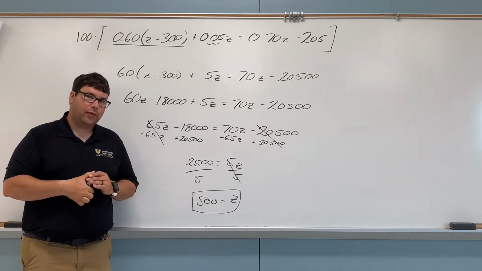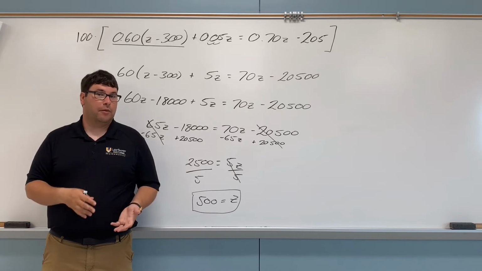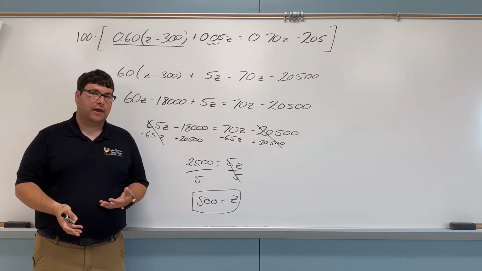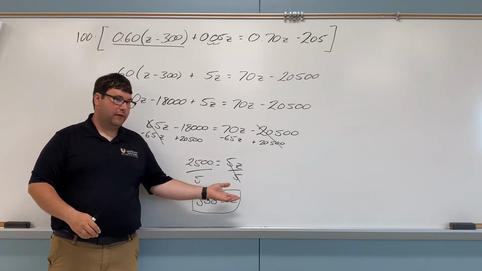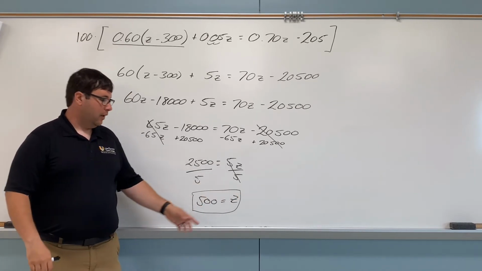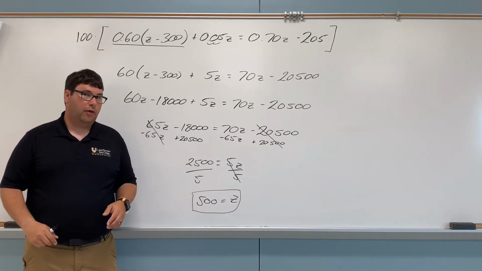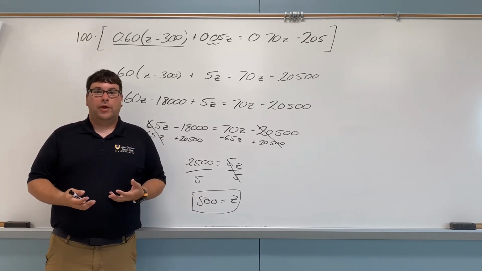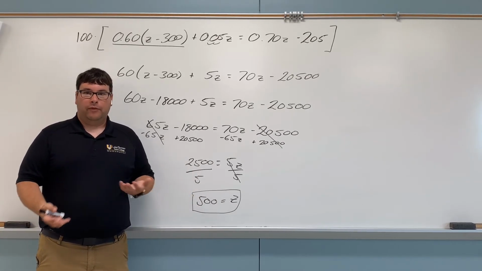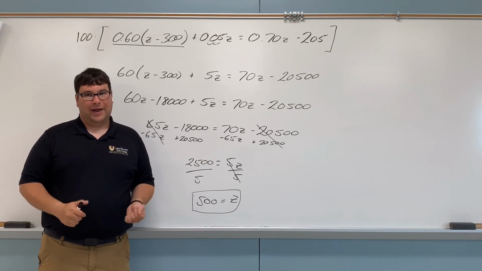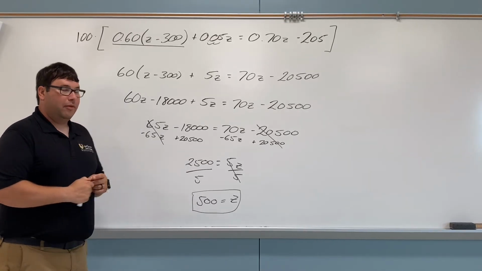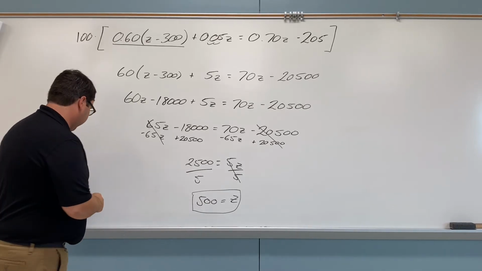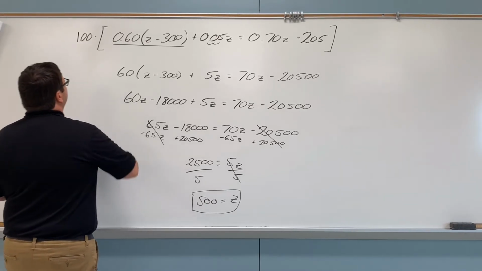Now sometimes I get a question, does it matter which side the variable is on? And the answer to that is no. What you're looking at is 500 is equal to z, or reverse that, z is equal to 500. The whole point of an equation is that it is balanced on both sides. So you can have that variable on either side. Okay. Now, let's try another problem as we're solving through our linear equations.